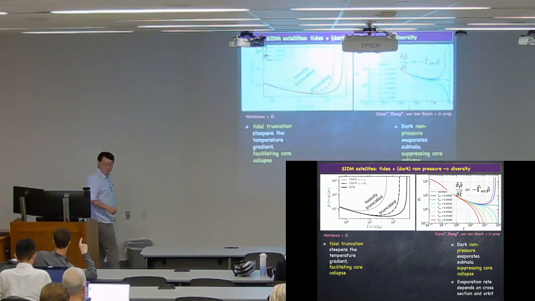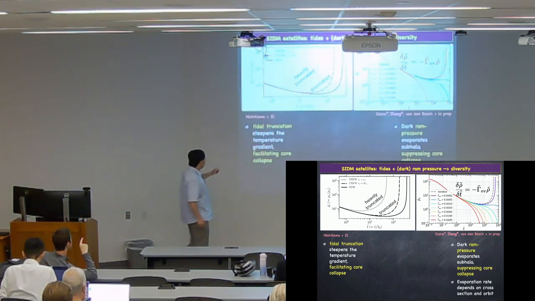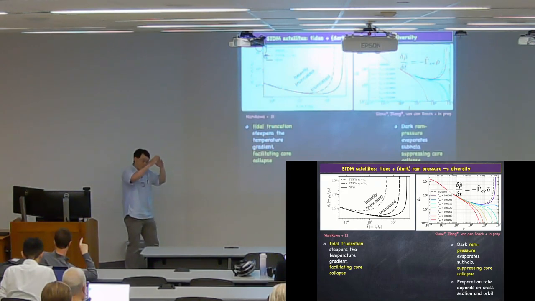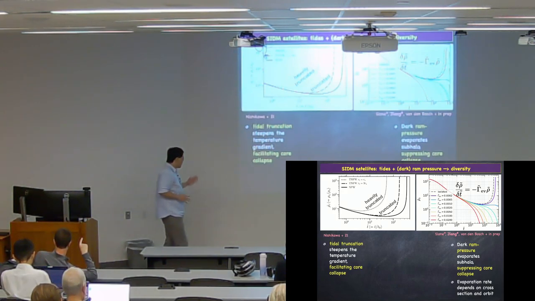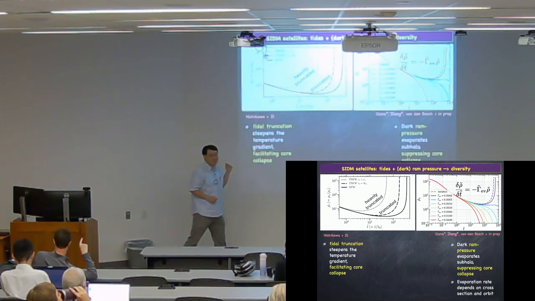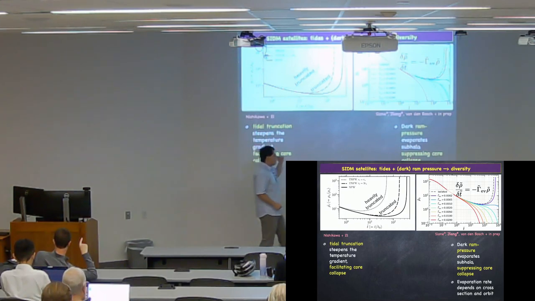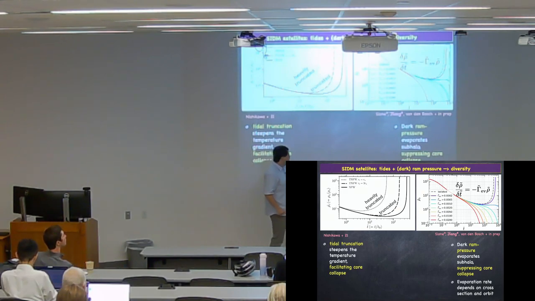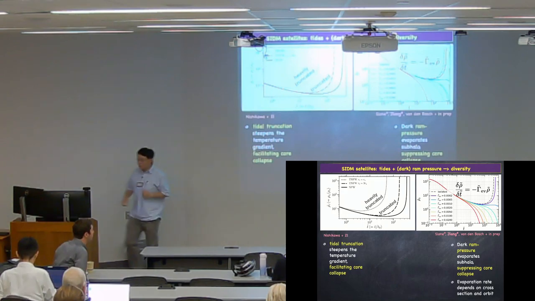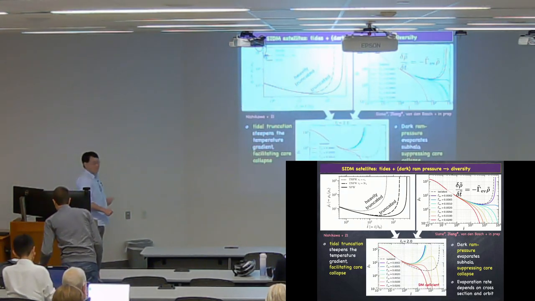What about SIDM satellites? People realize tidal truncation steepens the temperature gradient, steepens the velocity dispersion gradient, so that it facilitates core collapse. But on the other hand, you also have dark ram pressure from the host on the satellites, so this suppresses core collapse. These two effects compete against each other to render diversity. Okay, this is diversity, right?